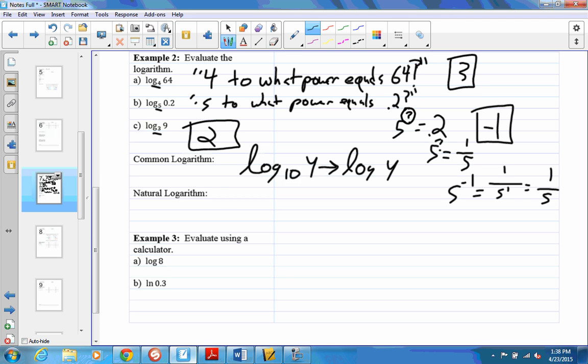Natural log, so ln of y, similarly will not give you a base. It's not going to show you what the base is. But anytime you see ln, what do you think the base is? Any guesses? What did we talk about? That natural number, it's like 2.72, e. So natural logs have a base of e.